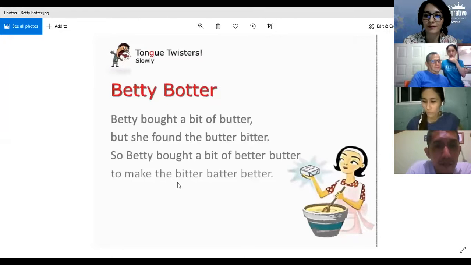Very butter, very bone, a bit of butter. But she's found the butter bitter. So very bound a bit of better butter. Made to bitter butter better.